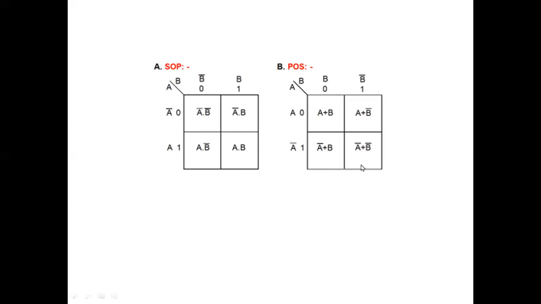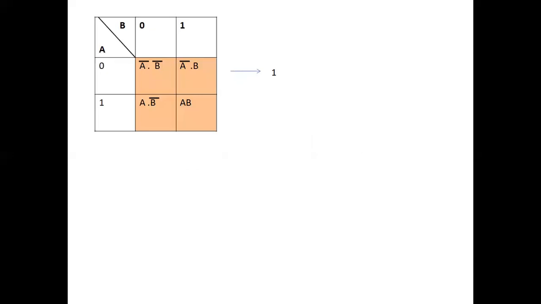You have to group the adjacent cells in such a way that will give you a simplified solution. Let's see how to make the groups. If all the 4 cells can be grouped, that is the best combination that you can have, so that the answer is going to be 1 in the case of SOP. If all the 4 cells are grouped in POS, the answer is equal to 0.